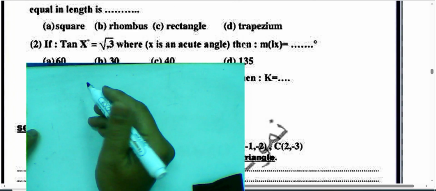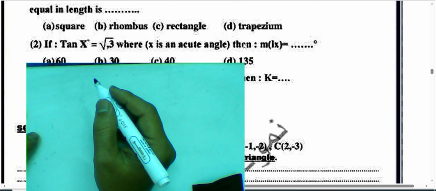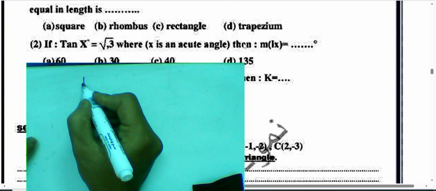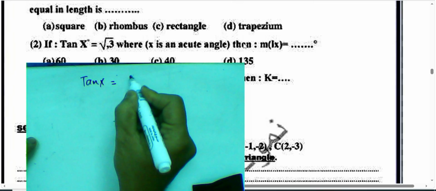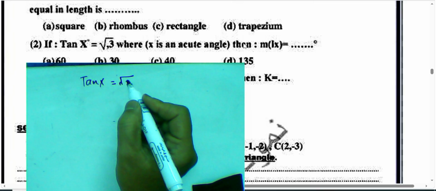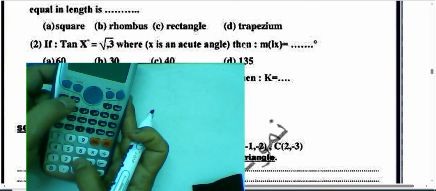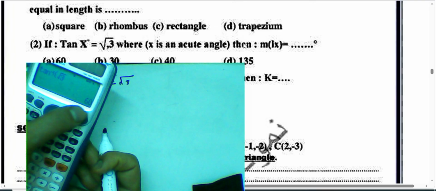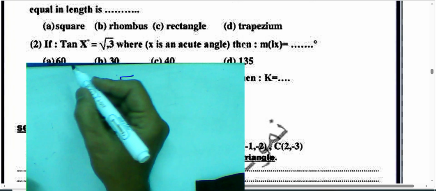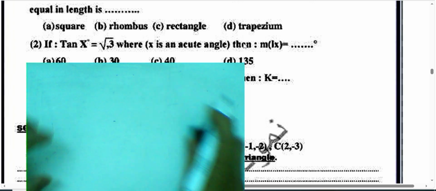Tan x equal root 3. Then what's the measure of angle x? Tan x equal root 3. You can use the calculator, shift tan, root 3. The result will be 60. Then the measure of angle x equal 60. Choose letter A.